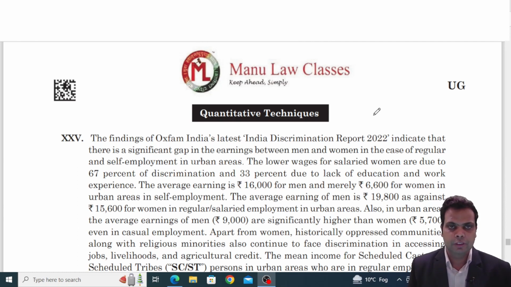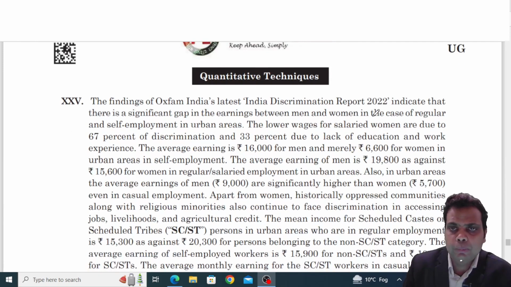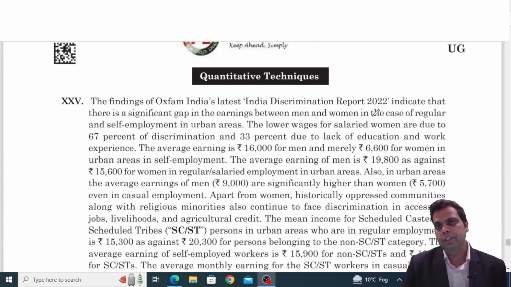So let's start discussing quantitative technique. The findings of India's latest report. This passage is given in the report 2020-22. India indicates that there is a significant gap in earning between men and women in case of regular and self-employment in urban areas. The lower wages of salaried women are due to 67% discrimination and 33% due to lack of education and work experience.